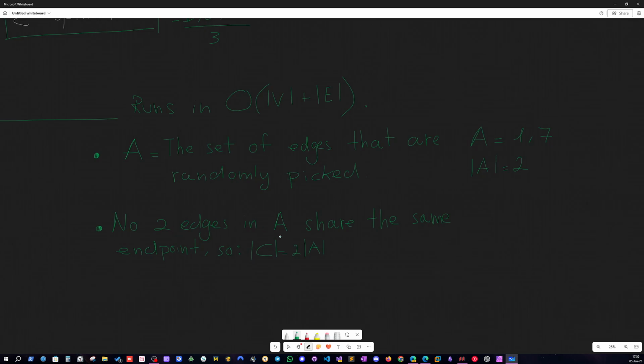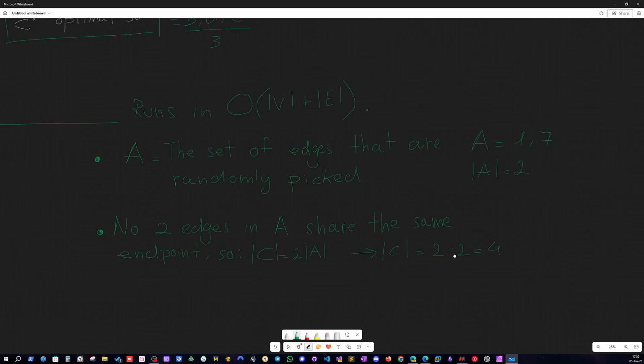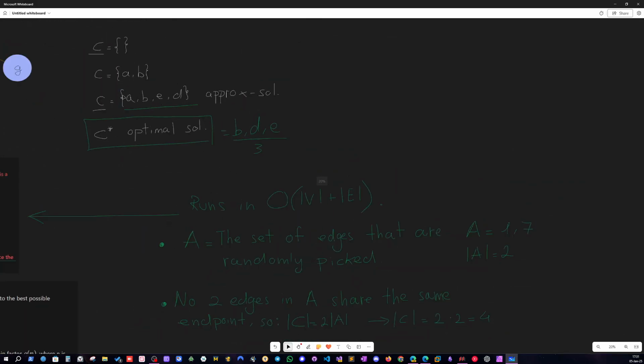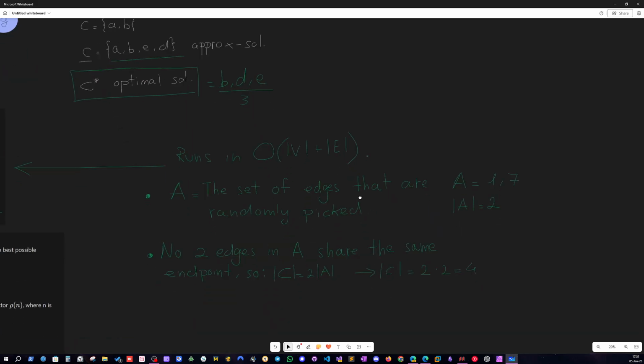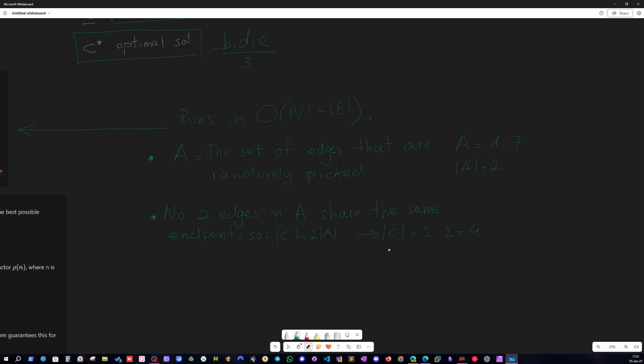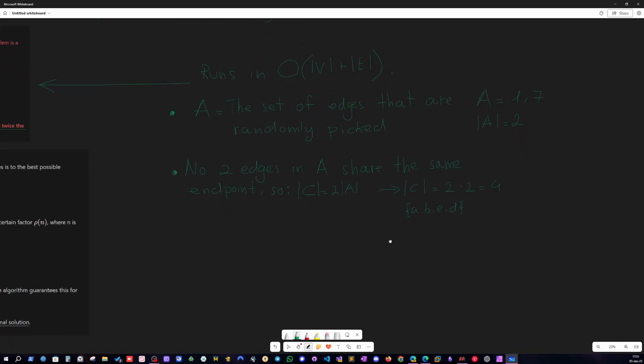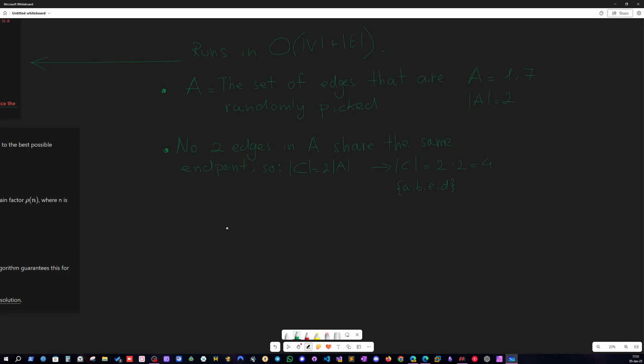So, no two edges in A share the same endpoint, hence the absolute value of C equals 2 times the absolute value of A, and in our case, C equals 2 times 2, 4. And as you can see, C equals 4, because in our case, C is made by A, B, E, and D. So the size of the vertex cover set C is twice the number of edges in A, and mathematically it is this.